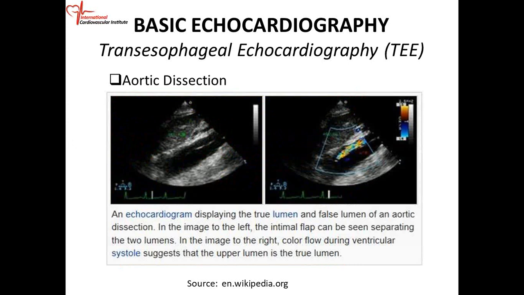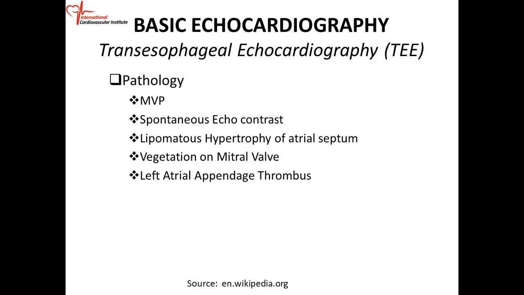This is a patient with dissection. So this is the aorta, and you can see that there's a membrane inside the aorta. So the wall of the aorta ripped in two. If you put color flow, you can see flow in one and no flow, or low flow, in the other. True lumen, so aortic dissection.